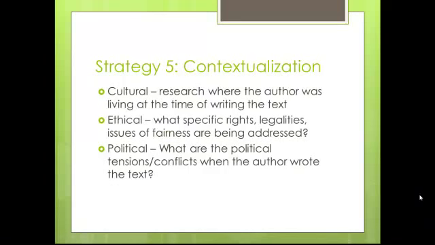Strategy 5 asks us to contextualize the text. First thing about contextualization is you want to look up what kind of cultural references the author was working with, where they were living at the time of writing the text. Ethical contextualization asks us what specific rights, legalities, or issues of fairness are being addressed in the text. And finally, what is the political contextualization? What are the political tensions or conflicts that were occurring when the author wrote the text, and how might that have influenced the author's response?